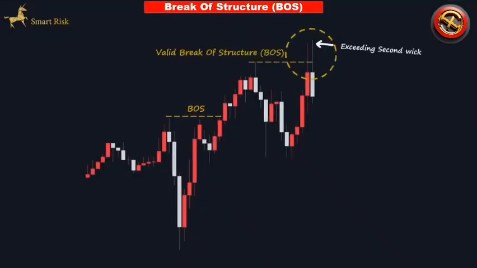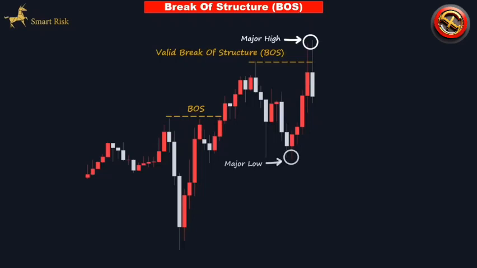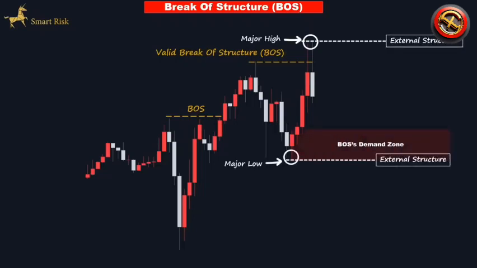Now, consider another scenario. If the price breaks the recent higher high with a wick, and then the body of the first candle closes below the range of the high, with the subsequent candle's wick exceeding the first candle's wick, we can consider it a valid bullish break of structure. In this case, we have a newly formed major high and a major low defining our updated trading range.